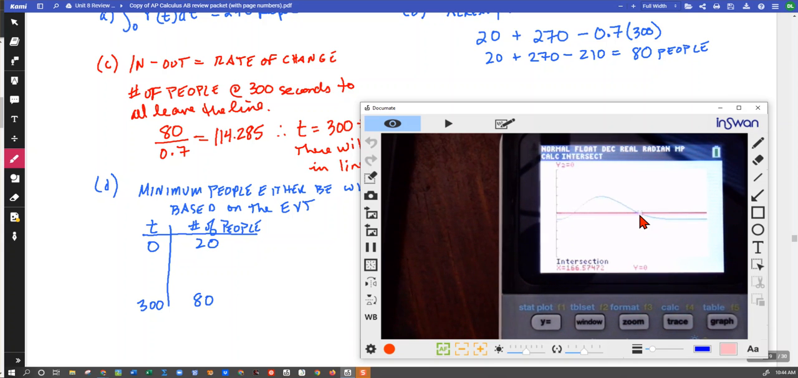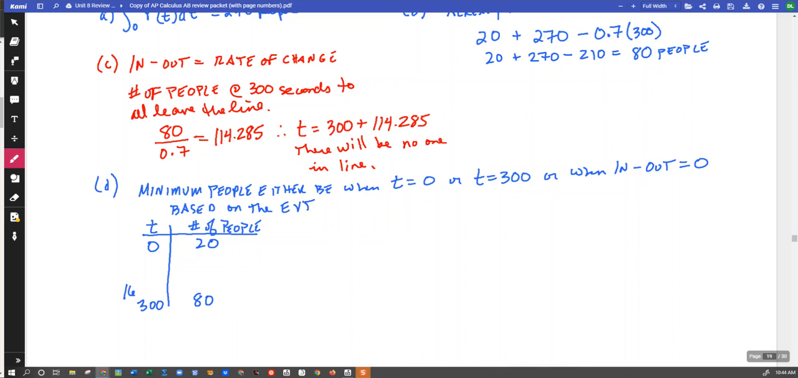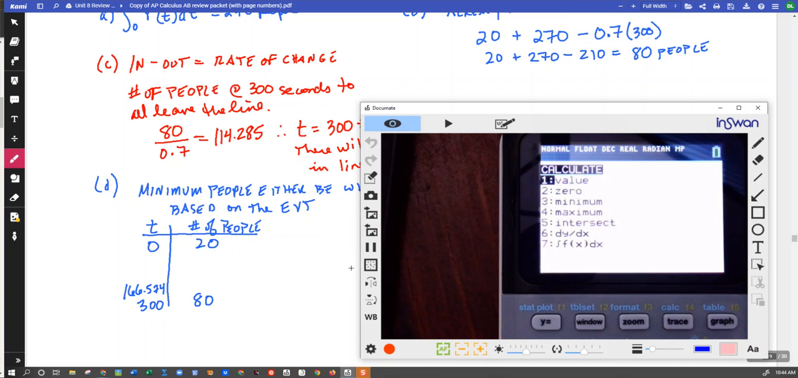And it gives me one intersection of 166.574. Then let me go ahead and come over to second calculate. Let's pull that up so that you can see it. And we're going to find our intersection. With our intersection, I'm setting up the y equals 0 equation, and I want to find that first intersection. And that gives me 33.013.